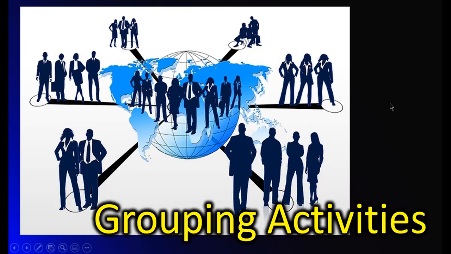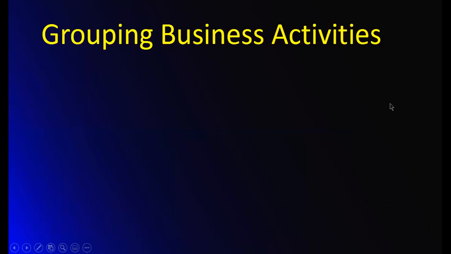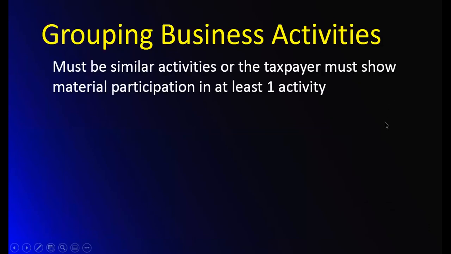Okay. But again, naturally, what does that mean? Grouping business activities is going to have rules. So what's the most important rule when you're trying to group a business activity? They've got to be groupable. They must be similar activities, or the taxpayer must show material participation in at least one activity. I know that sounds strange, but it means that they have to be similar.